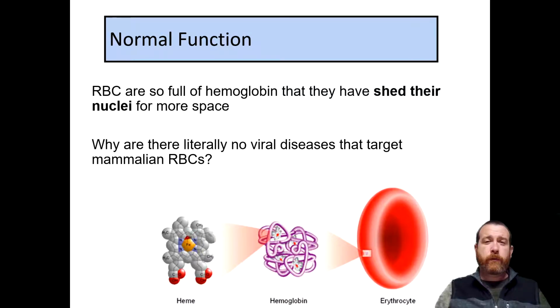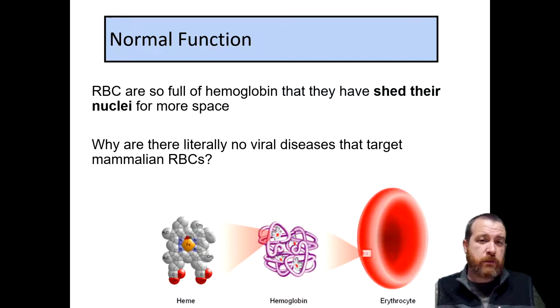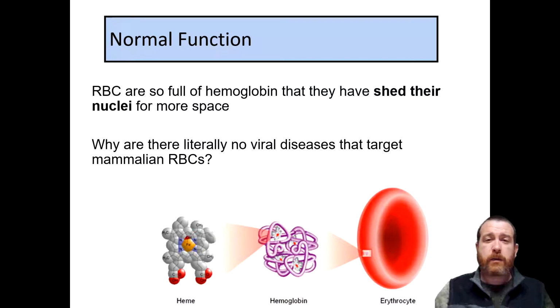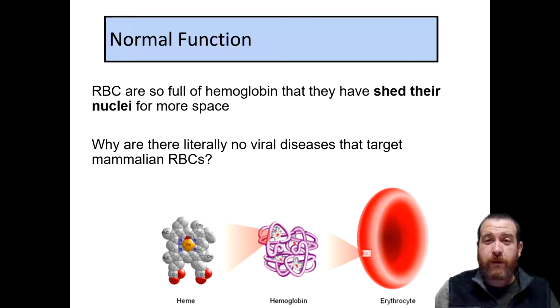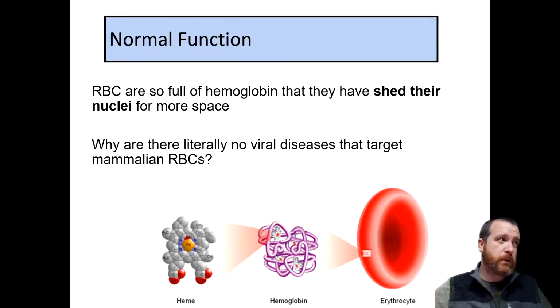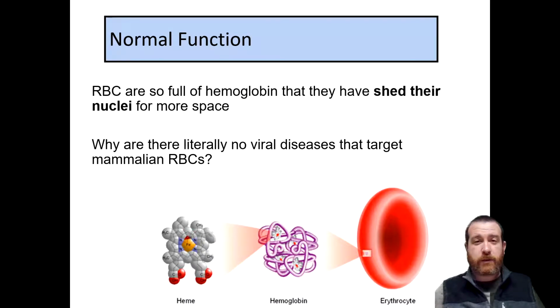Well, twofold. Hey, if I don't have a nucleus, a virus can't really touch me. The virus is not going to be able to infiltrate and create copies of itself if there's really no copier there, right? If there's no nucleus and no ribosome and transcription and translation mechanism within a red blood cell, who cares if that cell gets infected with a virus? It's not going to affect it at all.